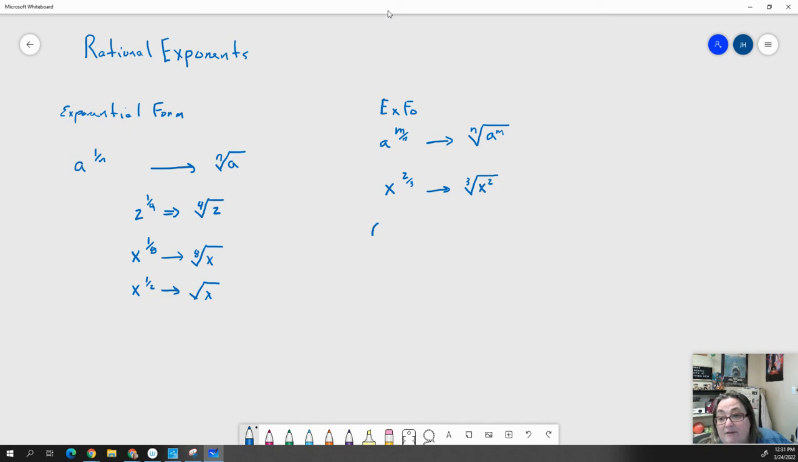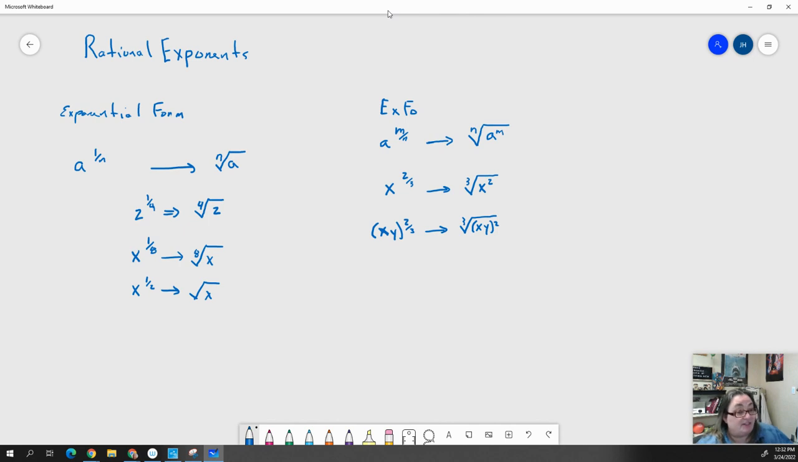If I have xy to the 2/3, right? Notice how I have this in parentheses, this 2/3, right? That parentheses means it applies to everything inside it. So then we could write this again as the cube root of xy squared.